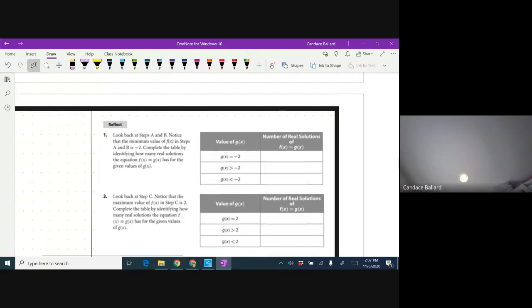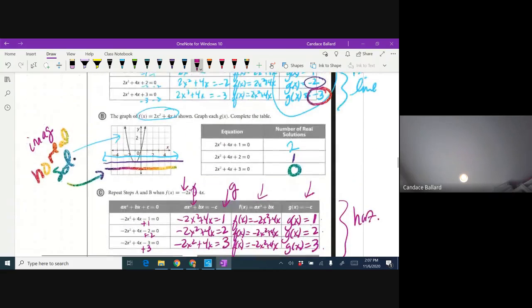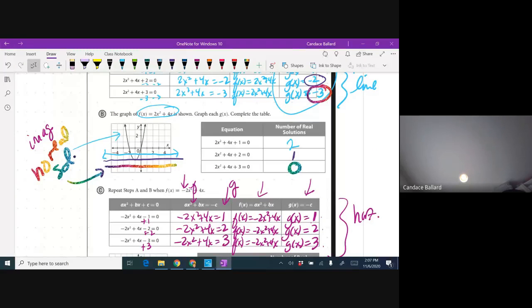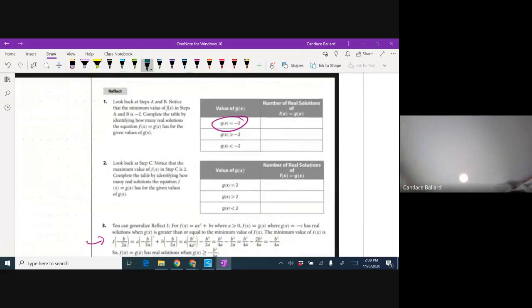If our smallest number is -2, I'm going to go back to the first graph. My smallest number equals -2, so that would be this one right here. So exactly at the smallest value, how many solutions did I have? Tell me in the chat. 1, good. So we're going to put a 1 in that spot.